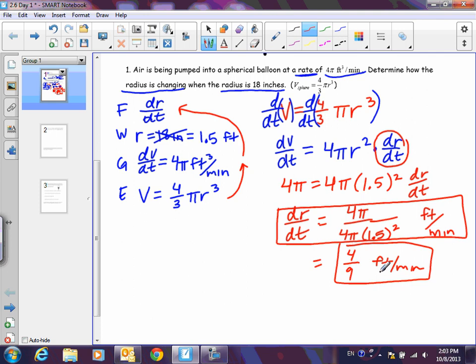Does it make sense that my radius is changing at a positive rate? Yeah, because it's increasing. All right? This is the rate at which we're increasing. No, if you're accurate to 3 decimal places and you write 0.444, that's acceptable. Okay, so that's a related rates problem.